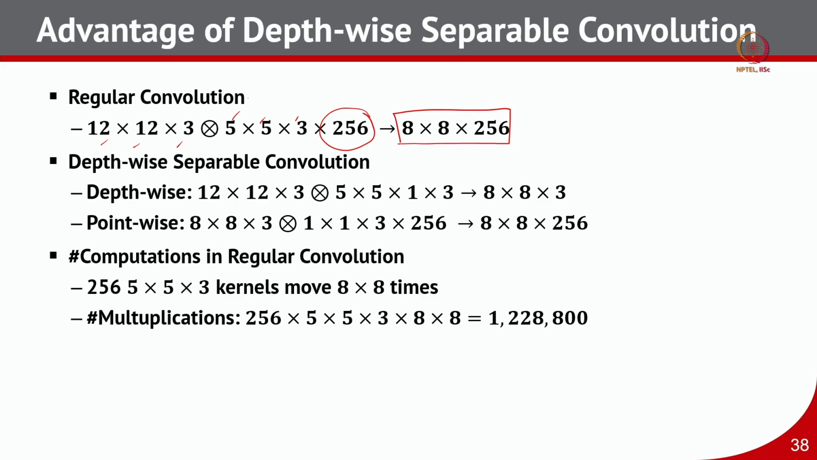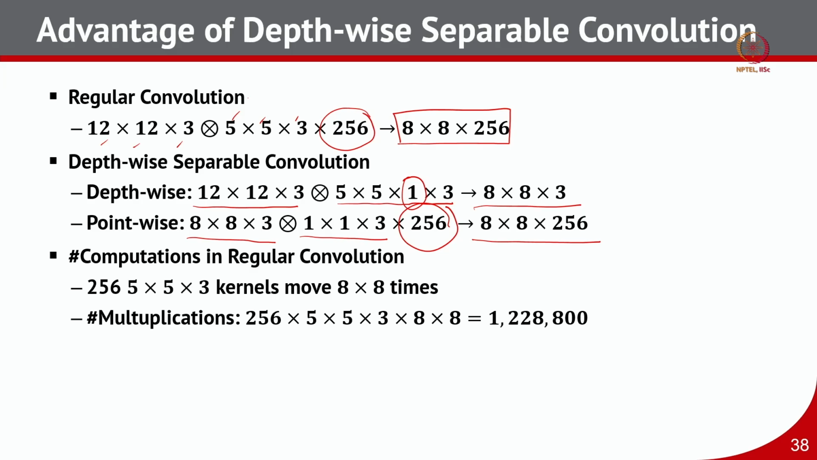In depthwise separable convolution, we have two steps. First, we perform this depthwise convolution, where we convolve this 12 by 12 by 3 image with one filter of 5 by 5 by 1 by 3. This one is the number of filters, and we do not add across the channels, as I was saying, right. So the output will be 8 by 8 by 3. Then this 8 by 8 by 3 output is passed through this 1 by 1 by 3 filter, 256 of them, to obtain this 8 by 8 by 256 output, right. So that is the depthwise separable convolution, right.